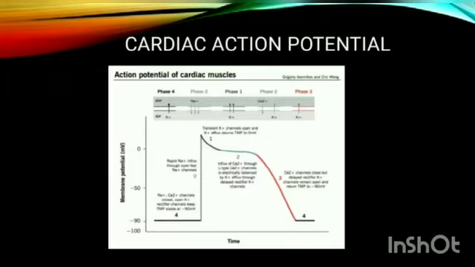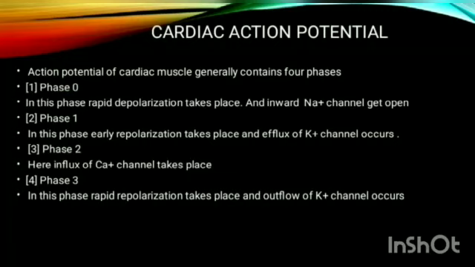Let's come to the next point, that is cardiac action potential. And this is the last point of our session. Here I have added the graphical representation which shows action potential of cardiac muscles. Cardiac action potential mainly contains 4 phases that are as follows: phase 0, phase 1, phase 2 and phase 3. We will see one by one.